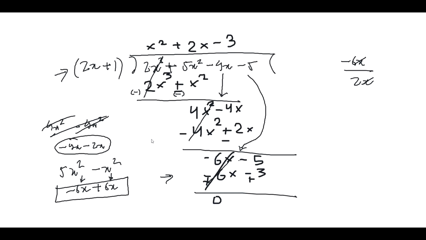And then negative 5 plus 3, what's that? Negative 5 plus 3 is certainly not negative 8. Negative 5 plus 3. Yeah, there we go. Yay, we got it. Now tell me, is 2x plus 1 a factor of our guy that we started off with? No, it is not. How do you know? Because there's a remainder. That's absolutely right.